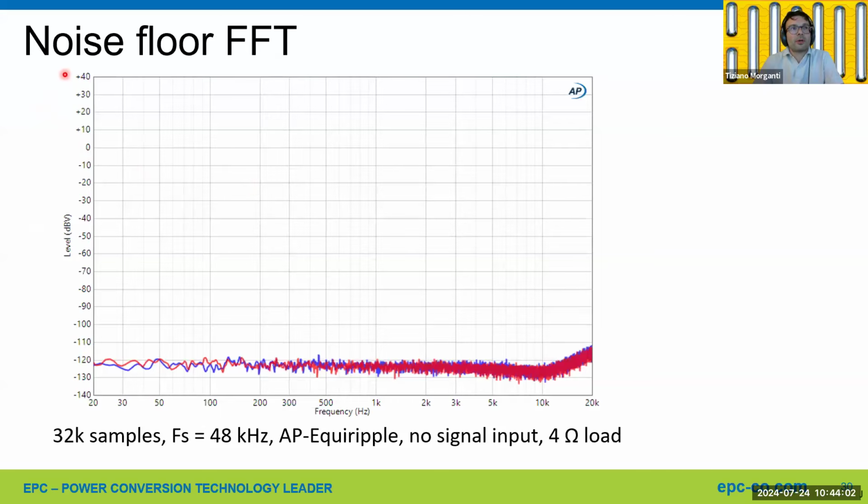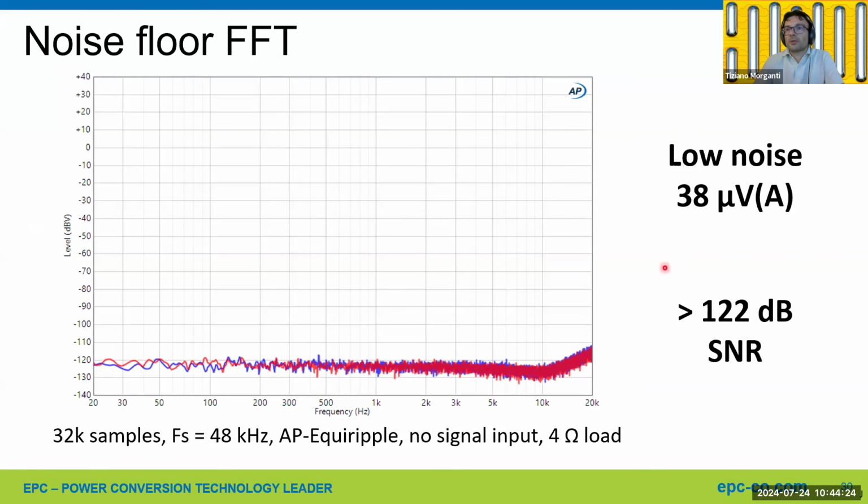This is the noise floor FFT at 32,000 samples, 48 kilohertz, with the Audio Precision equiripple window, with no signal input and 4 ohm load. So you can see pretty low noise on the output. And this equates to 38 microvolt A weighted. So we could achieve above 120 dB signal to noise ratio.